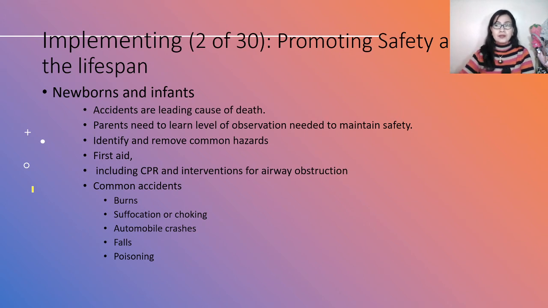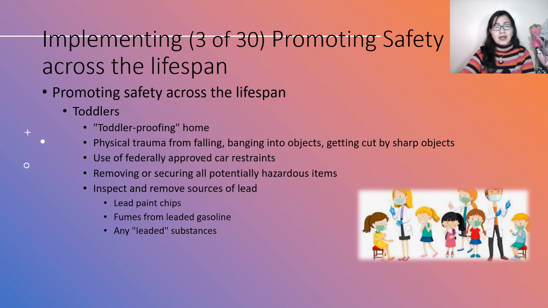Next, of course, falls and poisoning. How are you going to do that? Again, that's going to be part of your health teaching. And how about the toddlers who are makulit? We have to do toddler proofing of the home. Prevent physical trauma from falling, banging into objects, running into objects, and getting cut by sharp objects. Use federally approved car restraints, or those recommended by our government.